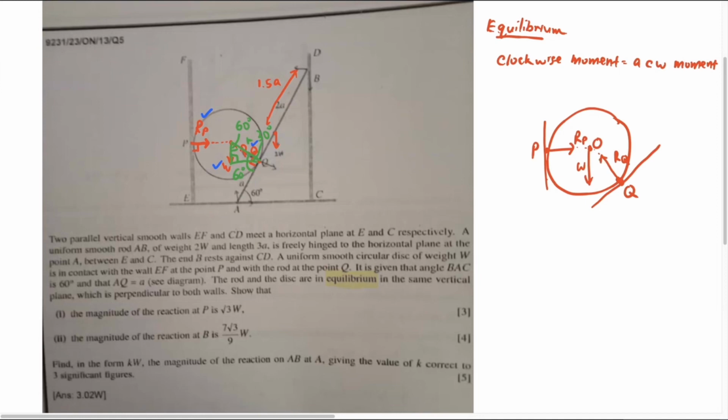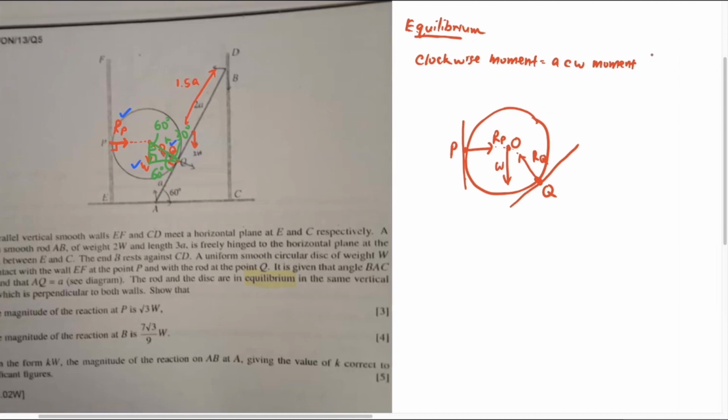So let's say I use Q. Clockwise moment equals anti-clockwise moment about Q. So if I use Q, the thing is I'm going to have distance. Okay, imagine this line, RP, I make it longer, then I have distance. I have the distance here. This is the distance, D1.